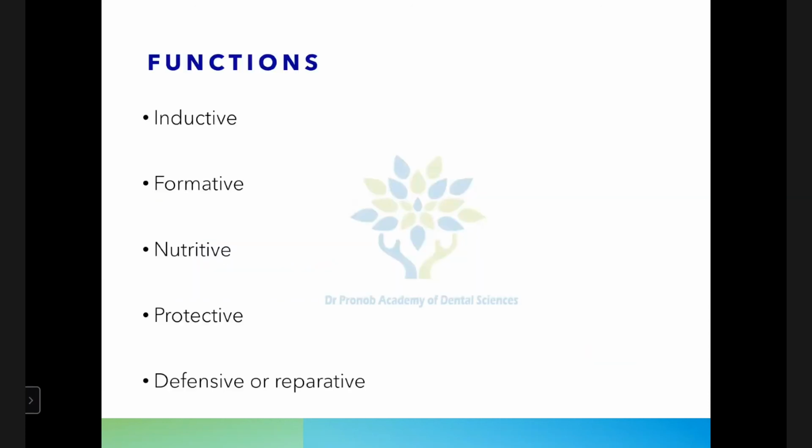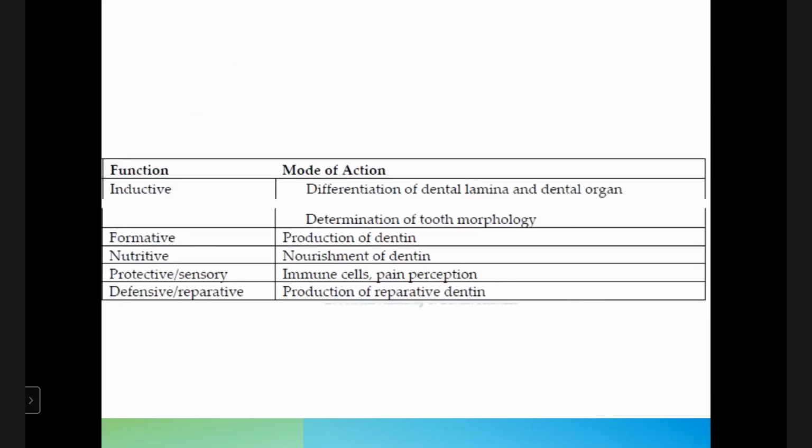Now coming to the functions of the pulp. This is again very important. The functions of the pulp include inductive, formative, nutritive, protective, and defensive or reparative. Inductive means it helps in the differentiation of the dental lamina and the dental organ. The pulp helps in the determination of the tooth morphology. This function is called inductive. Formative function: what is it forming? It helps in the production of dentine. It is nutritive, so it helps in the nourishment of the dentine.